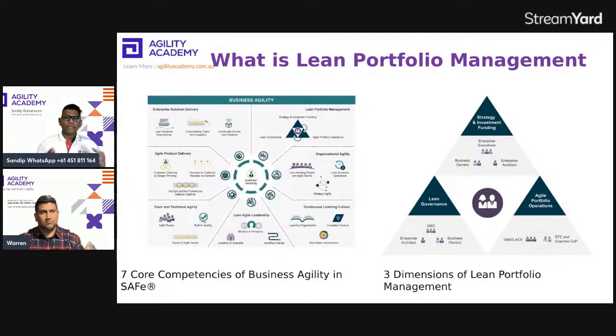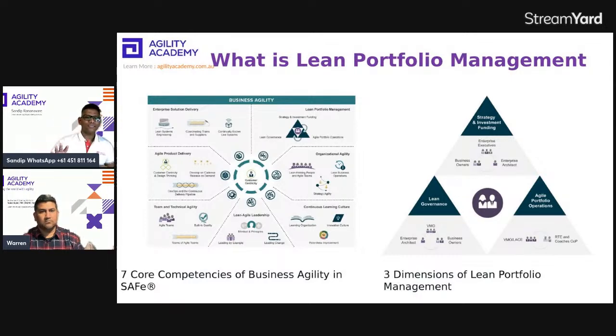Agile product delivery is where you want to apply things at scale, and you want a product owner and product management group who can define what is the right problem to solve and when. That's the Agile product delivery competency. Beyond that, when you start exploring how to connect strategy, your OKRs, your strategic themes or objectives which are set at the organizational level with the work which is done on the ground, that's when lean portfolio management comes into the picture. It has three dimensions: strategy and investment funding, agile portfolio operations, and lean governance.